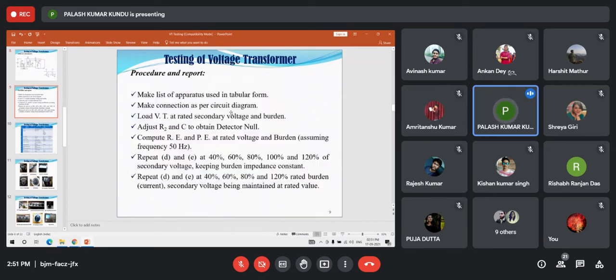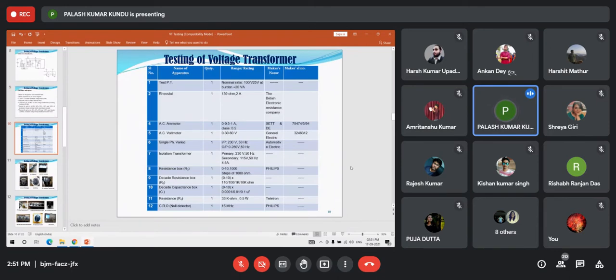That means, according to the procedure, the ratio and the phase angle error should be found out under two different conditions. The first condition is keeping the burden impedance constant, varying the secondary voltage. Number two, the same error could be found out by keeping the secondary voltage constant at the rated value, and varying the burden so that the secondary current can vary to such percentages. And we have to perform the experiment under these different conditions.